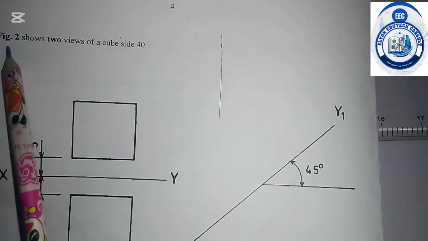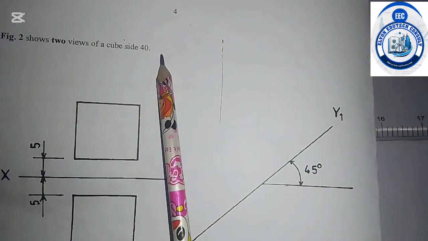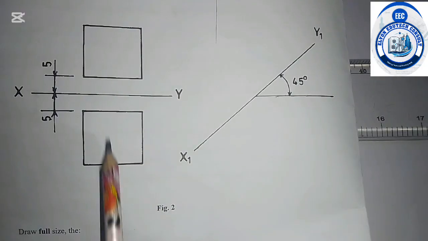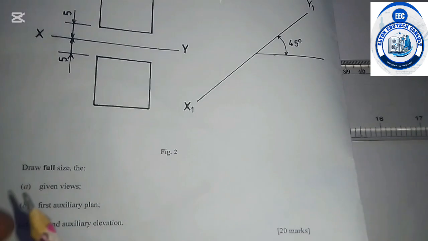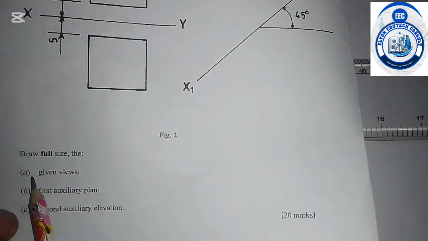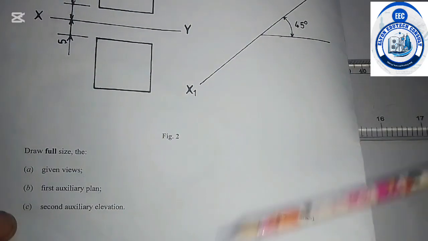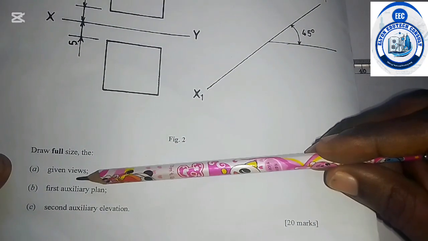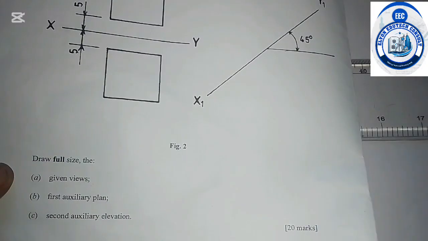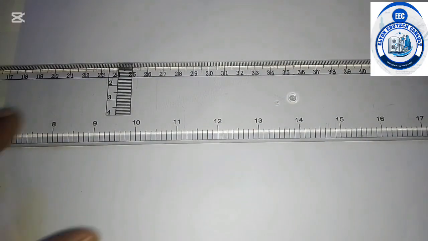Question 3 says figure 2 shows two views of a cube, side 40. These are the two views, okay, with a plane, the XY plane. And then we are told to draw full size: A, the given views; B, first auxiliary plan; C, second auxiliary elevation. So I'll be doing all of that in this particular video. But first of all, we quickly draw the given views. So let's quickly do that now before we move to the other part.